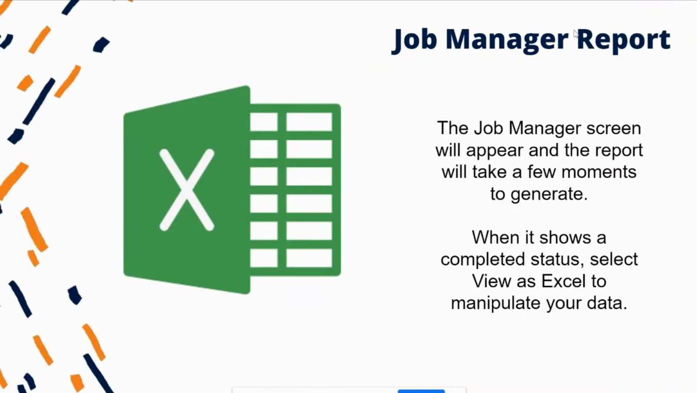On the next screen, a Job Manager report will appear, and it will take a few minutes to generate the report. When it shows a completed status, select View as Excel, and then you can manipulate and sort your data however you desire.